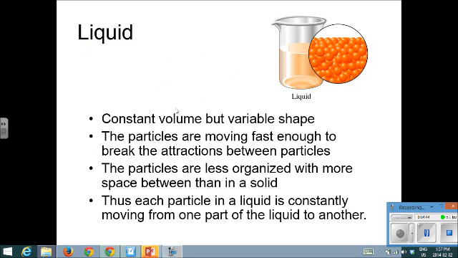Again, a liquid, I'm not going to read all of this, but a liquid is, again, farther apart. The atoms are farther apart than in a solid. And they have a constant volume, but they take up the shape of the container.